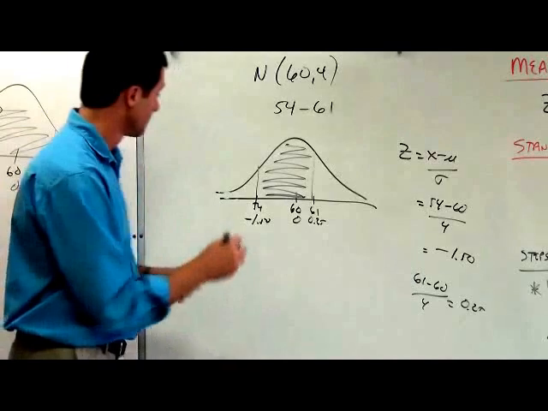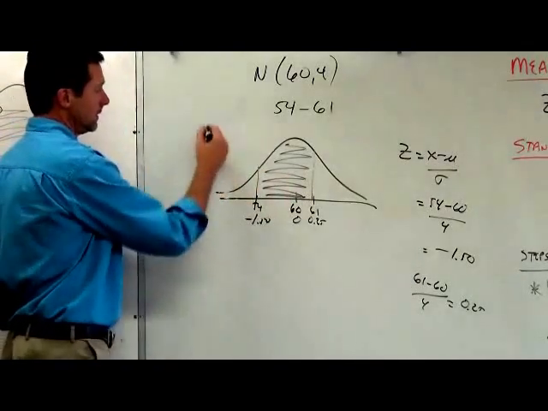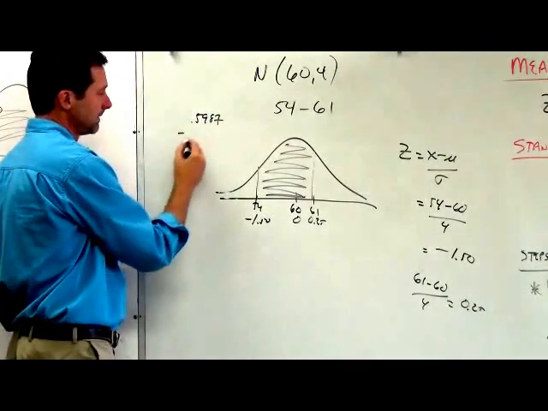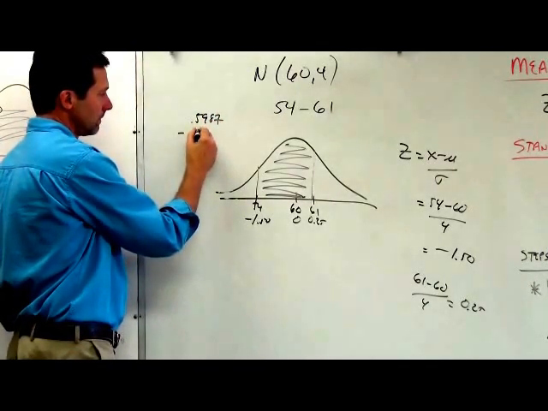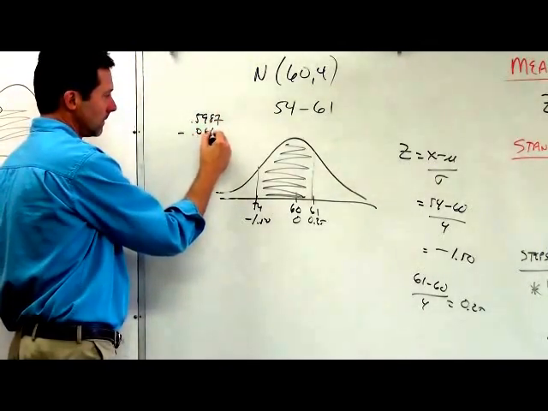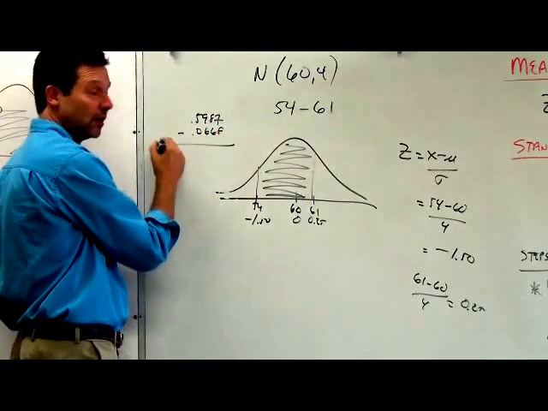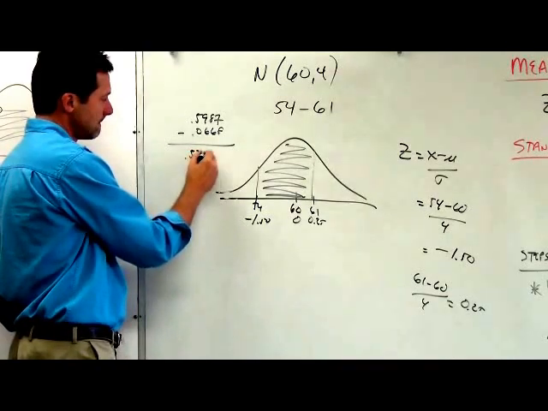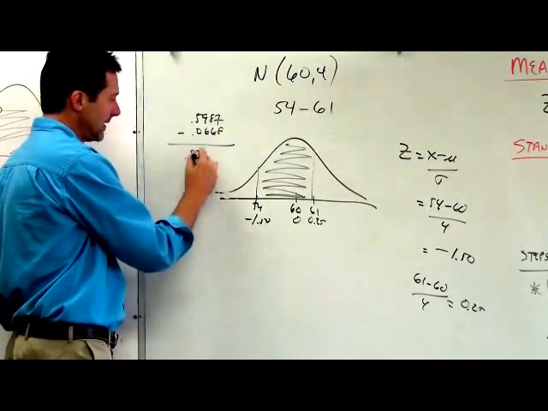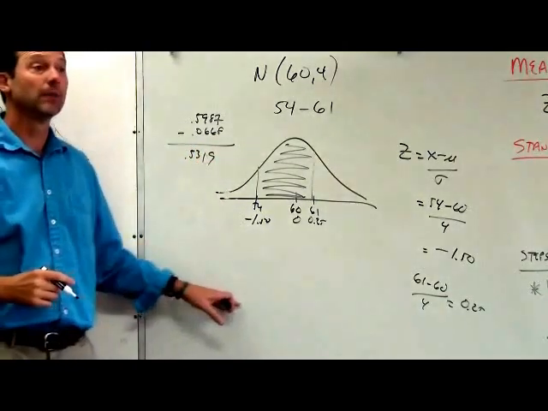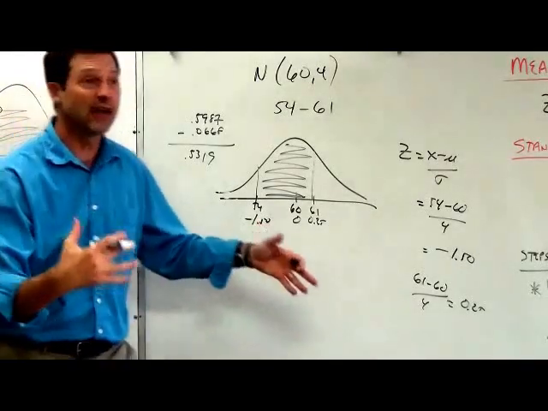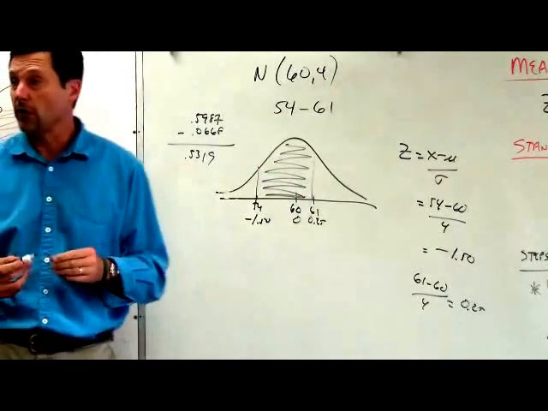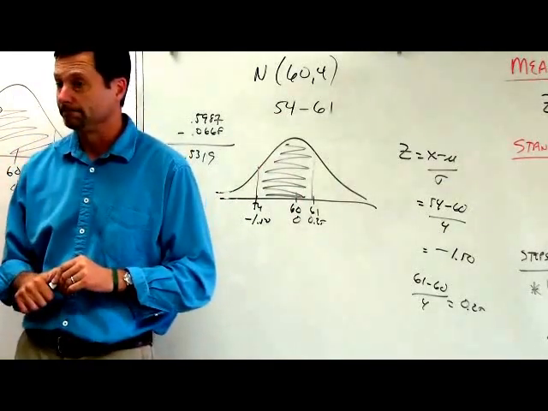Okay, what'd you get? For 0.25, it's 0.5987. Okay, minus? And the other one is 0.0668. Is that correct over there? Is that right? Yeah. So what you get in there? 0.5319. And then we write that up in a sentence. The percentage of test scores that are between a 54 and 61 is around 53.19%.